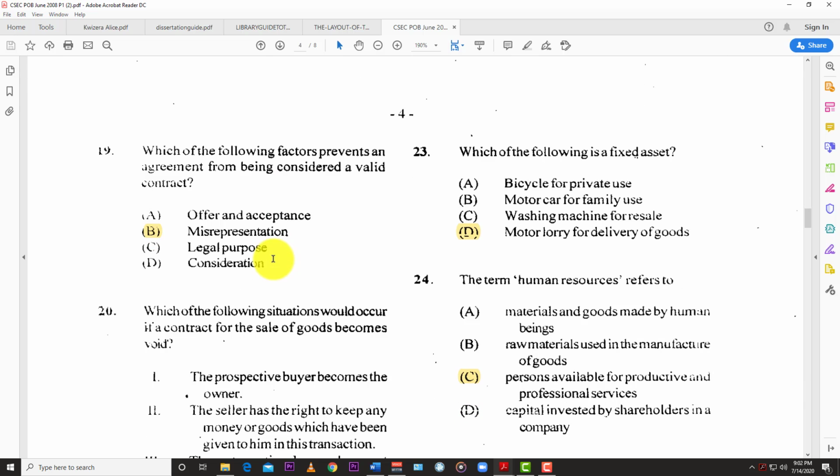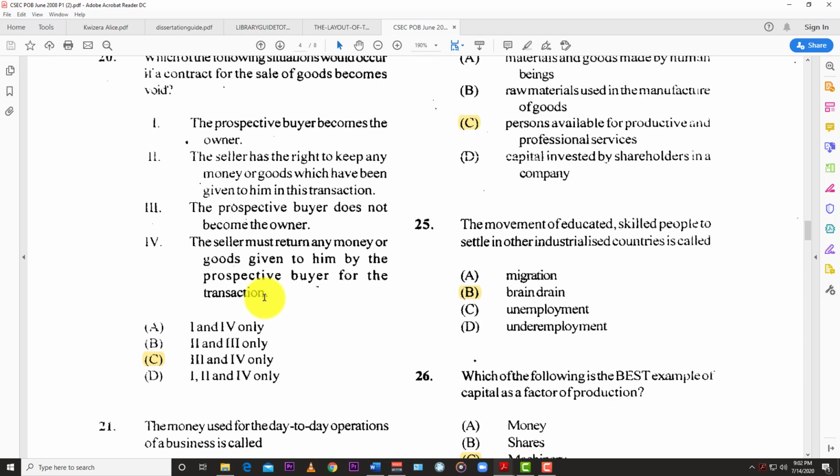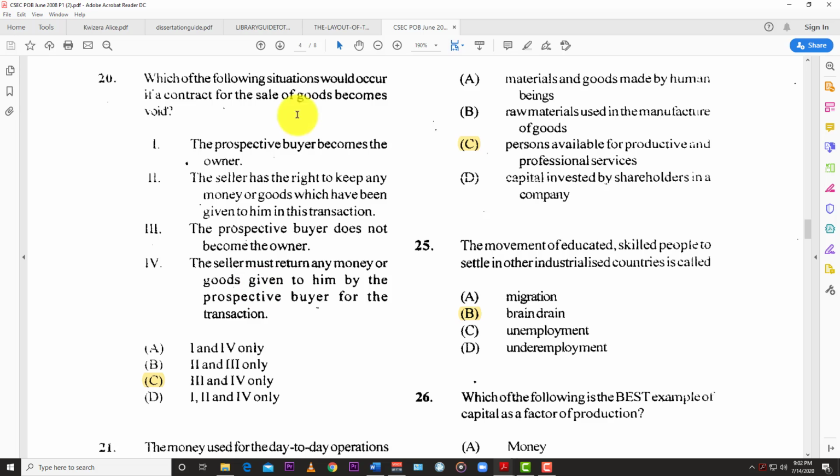Number 20, which of the following situations could occur if a contract for sale of goods becomes void? And so you have some options here. 1, the prospective buyer becomes the owner. 2, the seller has the right to keep any money or goods which have been given to him in the transaction. Number 3, prospective buyer does not become the owner. And 4, the seller must return any money or goods given to him by the prospective buyer for the transaction.